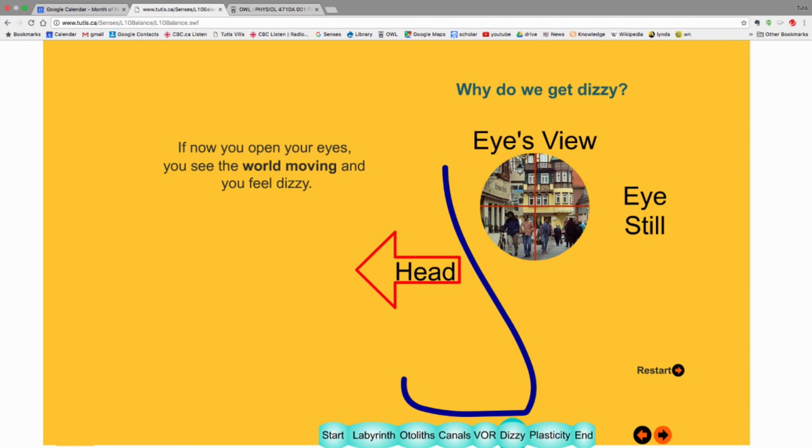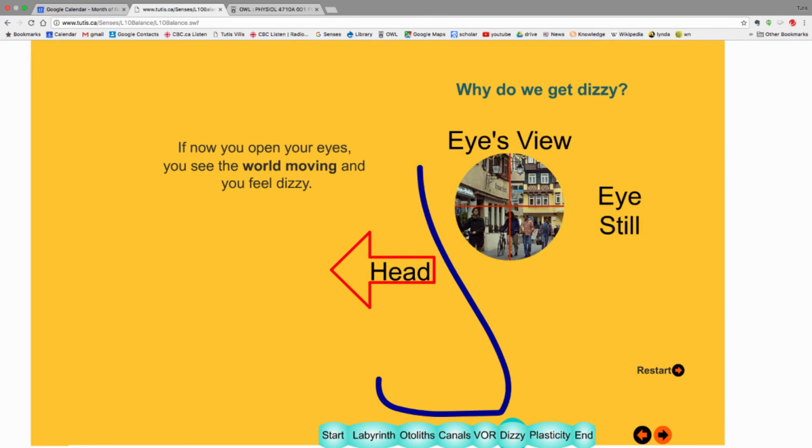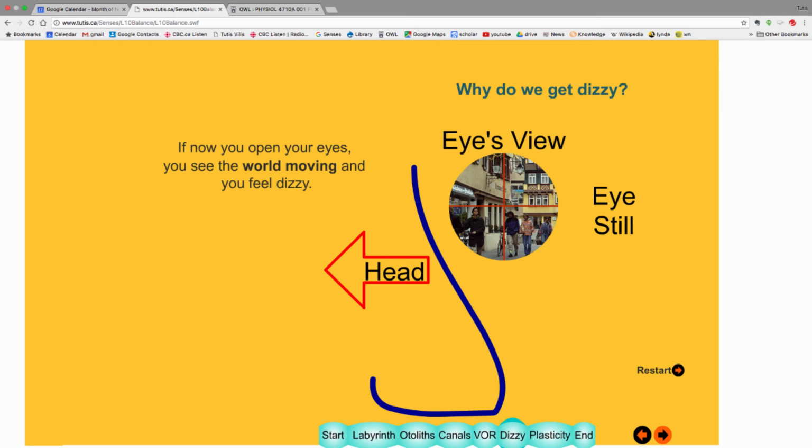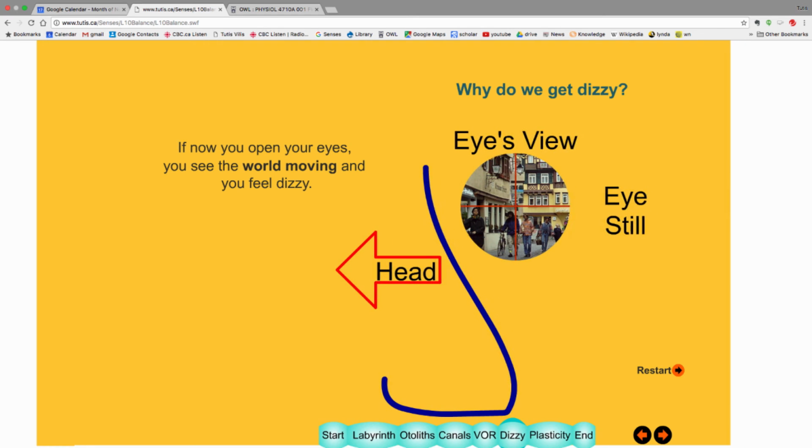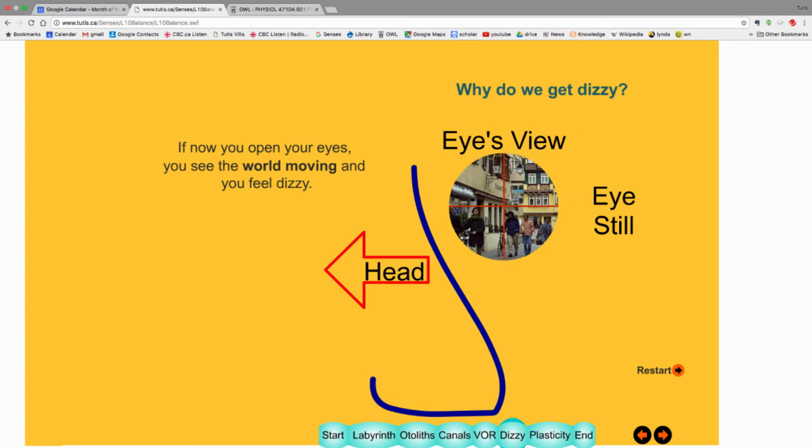Now, if, for example, you opened your eyes, you're rotating, and then you opened your eyes, you would initially see this. You open your eyes, and the vestibular system tells you you're not turning, and you see that you are. Now, gradually, the optic nerve system will kick in, and it'll stabilize the image again. But initially, you see the world moving, and you feel dizzy.